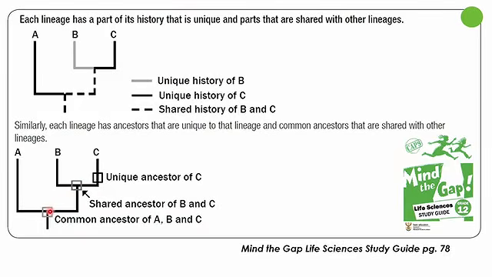So the common ancestor here will be linked to A, B, and C. The common ancestor here will be only for B and C as an example. So that could be an ape-like ancestor, which resulted in a Homo sapiens and a Homo erectus as an example. Right.